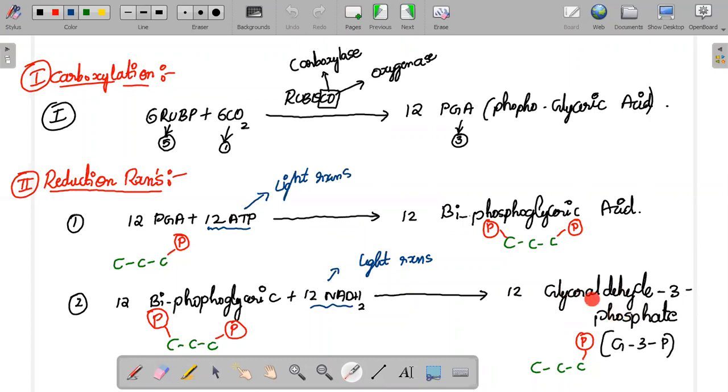Glyceraldehyde 3-phosphate, shortcut, is called G3P. How many molecules have been produced? Glyceraldehyde 3-phosphate is how many carbon compound? It is also a 3 carbon compound. Biphosphoglyceric acid is also a 3 carbon compound, and glyceraldehyde 3-phosphate is also a 3 carbon compound. So how many molecules? This is important now. 12 molecules have been produced.